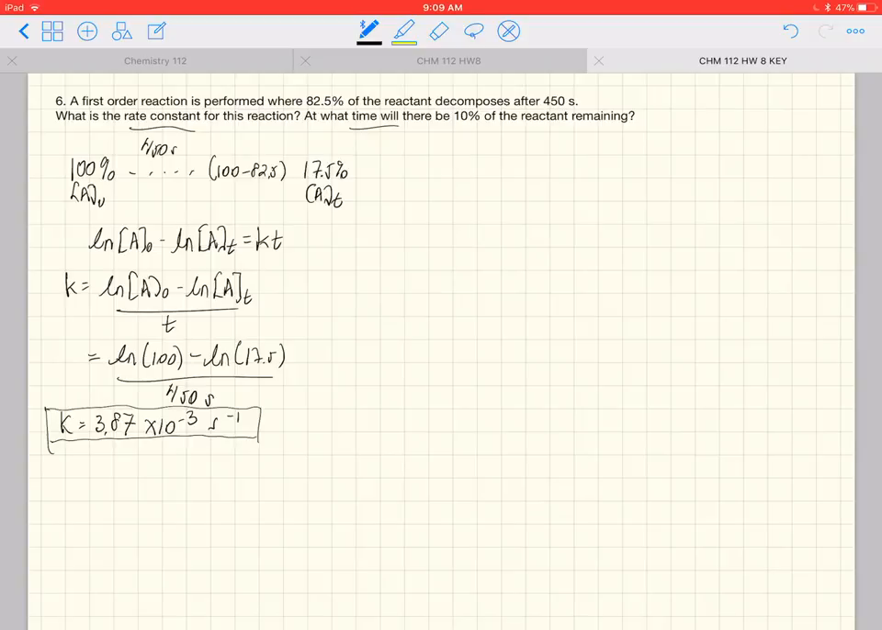The second problem says, at what time will there be 10% of the reactant remaining? So again, we start out with 100%, and it reacts, and it eventually ends up being 10% of the reactant. Okay? So this will be our initial amount. This will be our final amount. And so again, we use the integrated rate equation for the first order chemical reaction.